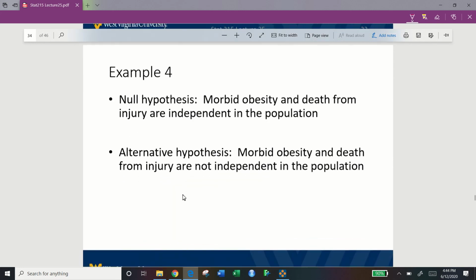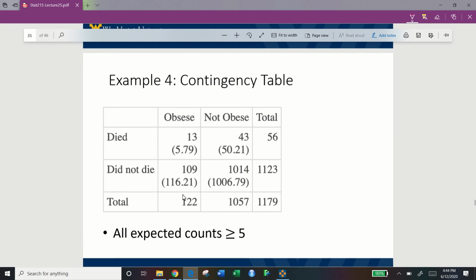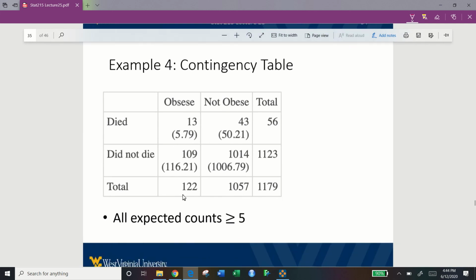In this example, our null hypothesis will be that morbid obesity and death from an injury are independent in the population. The alternative hypothesis is that morbid obesity and death from injury are not independent in the population. To begin, let's take a look at our contingency table. Notice we were given both the observed and the expected values. In StatCrunch, if you select to be given the expected counts, they'll be given to you in the parentheses.